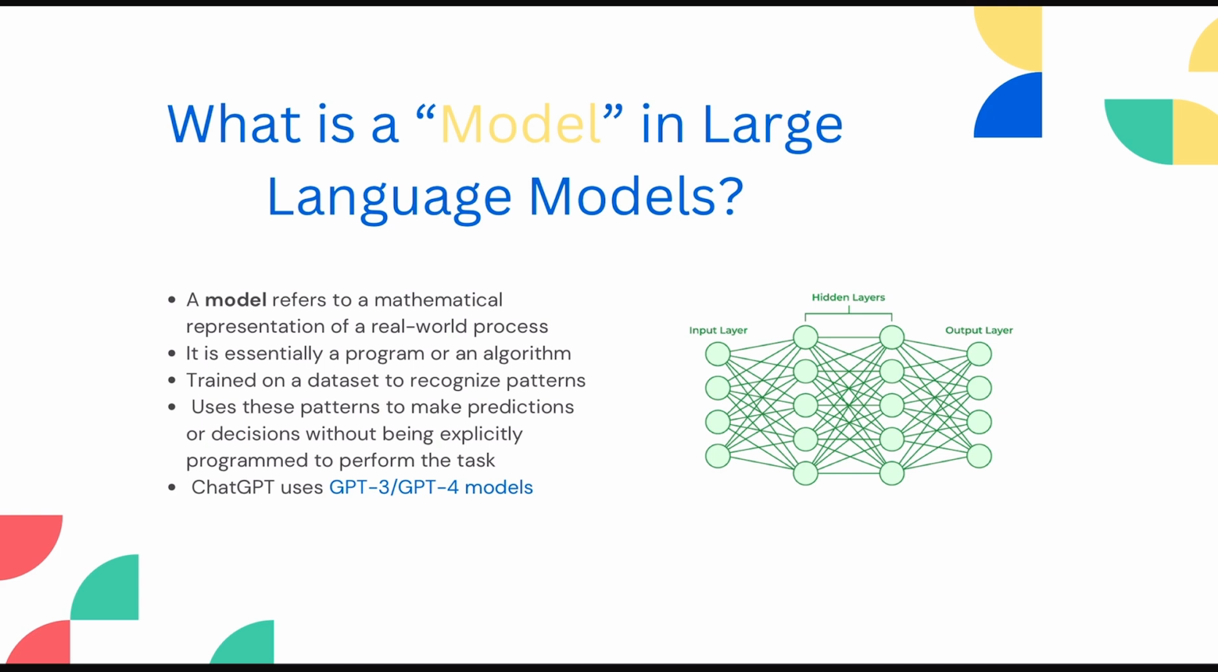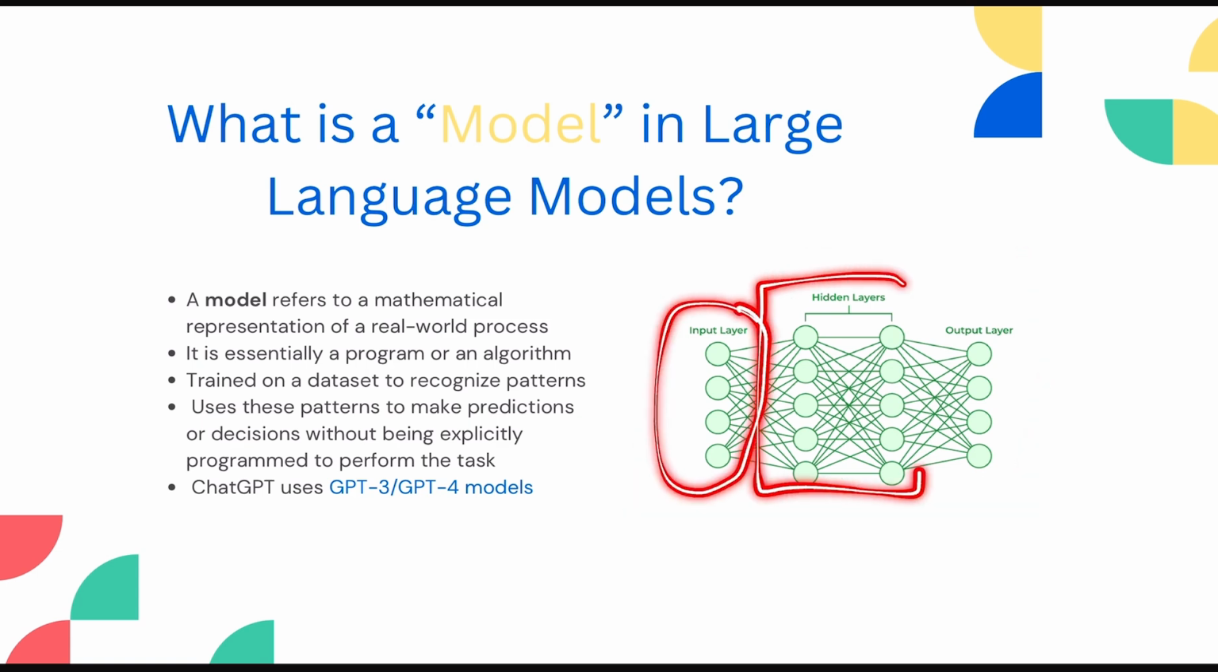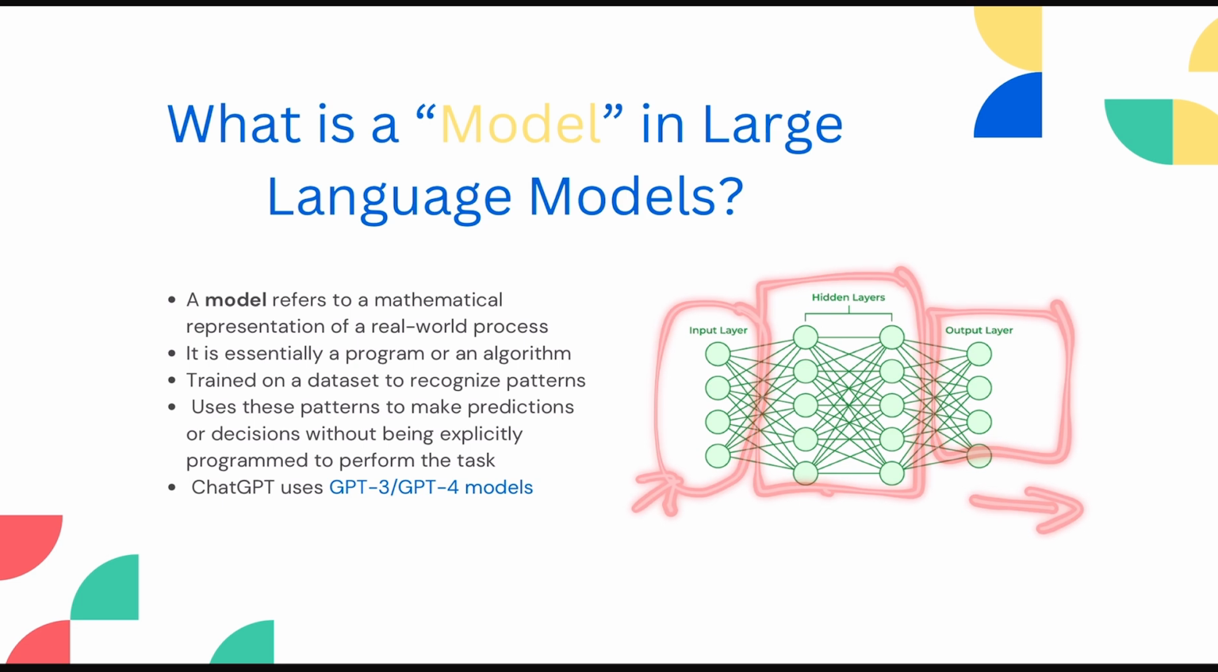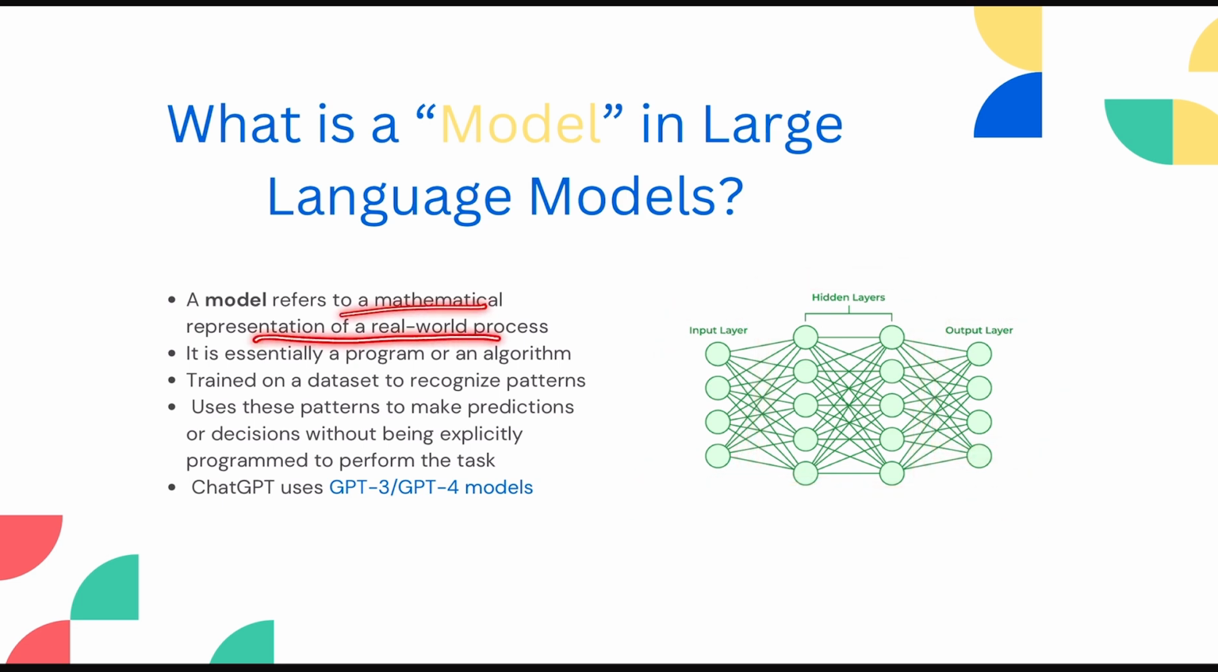The last word in large language model is the word "model". Model refers to the mathematical representation of a real world process. The basics of a neural network: I have an input layer, a hidden layer, and an output layer. The input layer takes inputs that are converted into an embedding vector, which gets processed by the hidden layers, and then finally it is able to do some kind of task, let's say classification or regression.